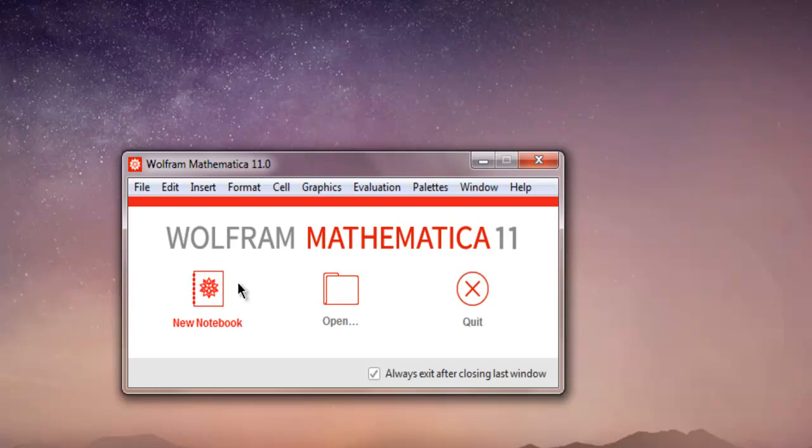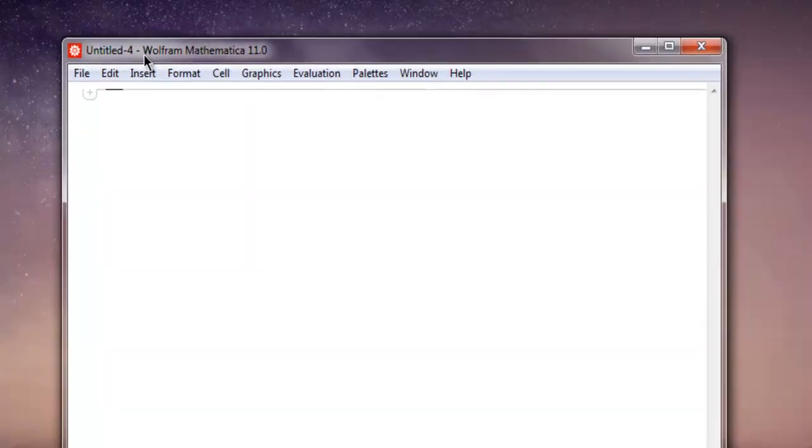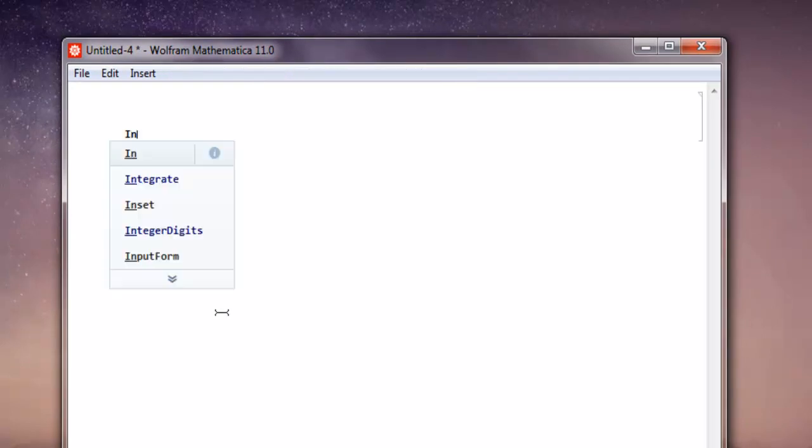Hi there. So in this video, we are going to take a look at how to do some of the integration operations in Mathematica. First thing, open Mathematica and create one blank notebook. Now here, we are going to make use of the function Integrate.